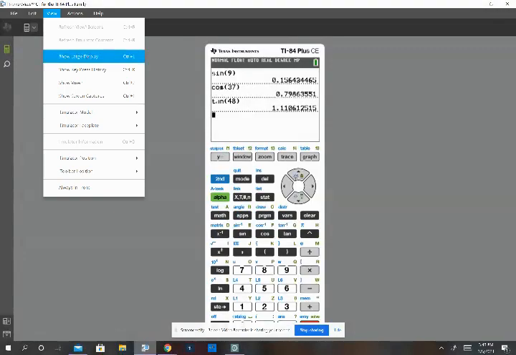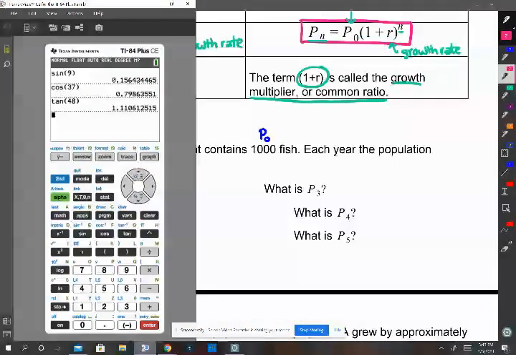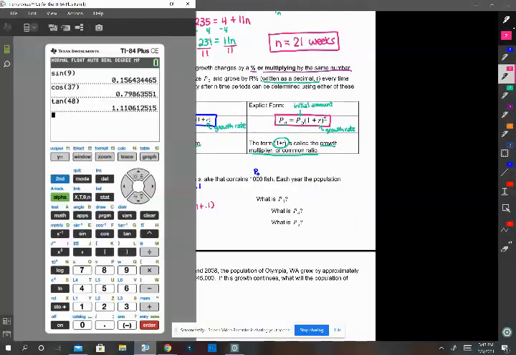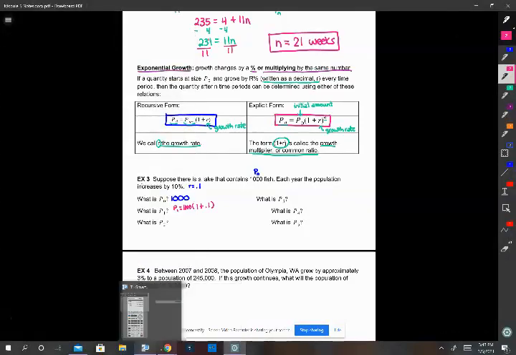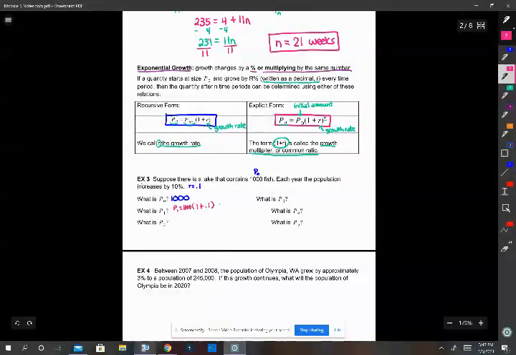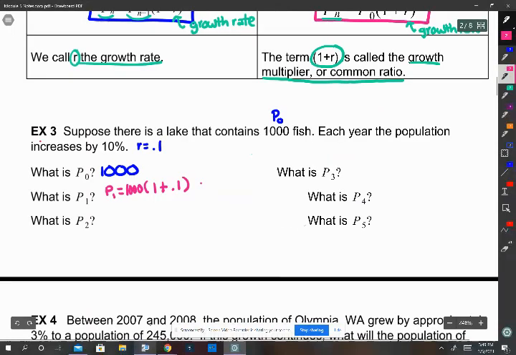So we're just going to put in our 1,000, our P sub 0, and then times 1 plus our rate, 0.1, and we get our answer, which is 1,100. So this gives us P sub 1 equals 1,100.